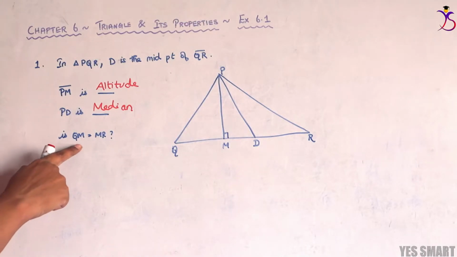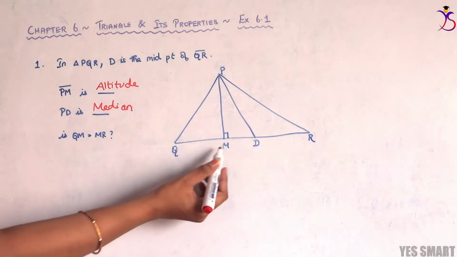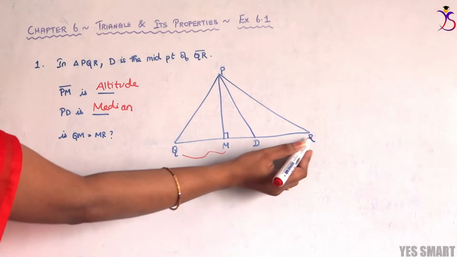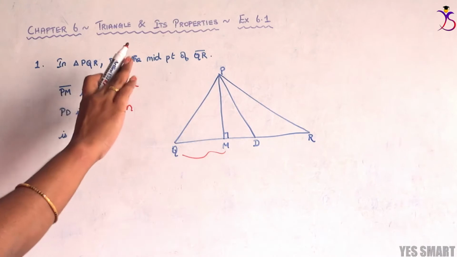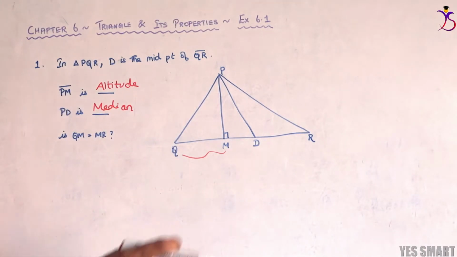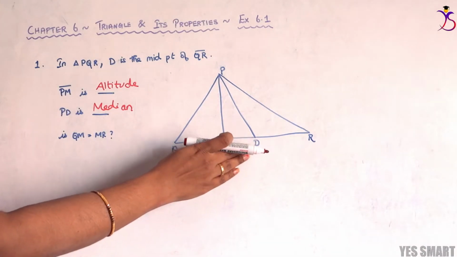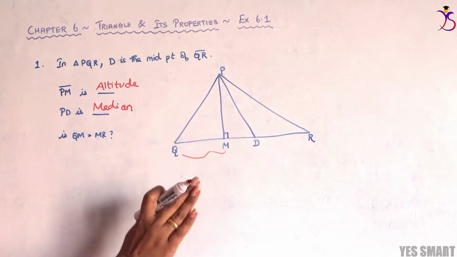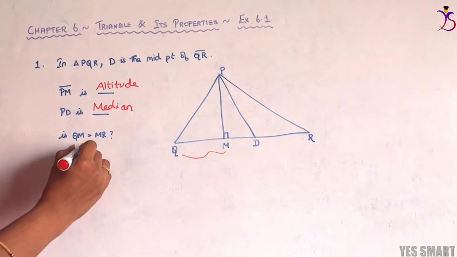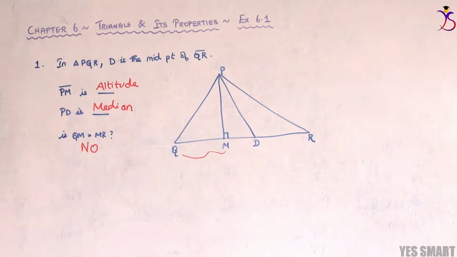The last question is QM equal to MR. This QM and this MR. We know that an altitude need not mandatorily bisect any triangle. However, a median definitely bisects the triangle. Therefore, PD is the median that divides the triangle. Also, D is the midpoint of QR, not M. Hence, QM is not equal to MR. Therefore, the answer is no. Moving on to the next sum.